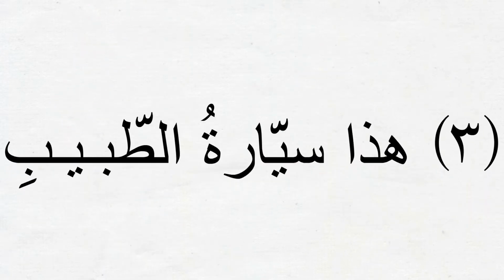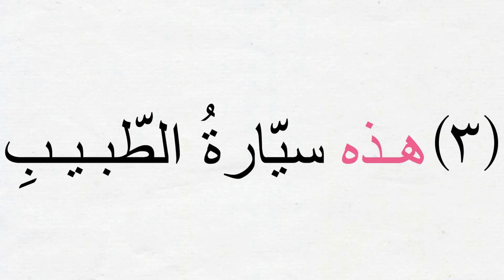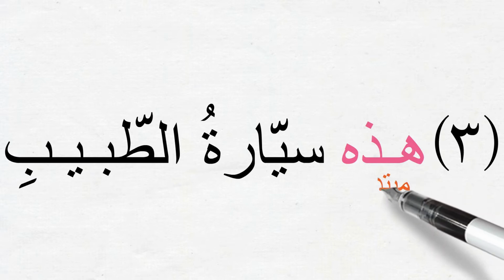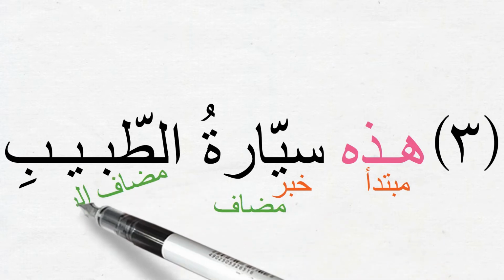Next we have هذا سيارة الطبيب. It looks like we've got the same problem here. The MUBTADA and KHOBAR هذا and سيارة do not match in gender. So we need to change هذا to هذه. هذه سيارة الطبيب. It is translated as this is the car of the doctor. Once again, هذه is مبتدا and the ism سيارة is خبر وهو مضاف and الطبيب is the مضاف إليه.